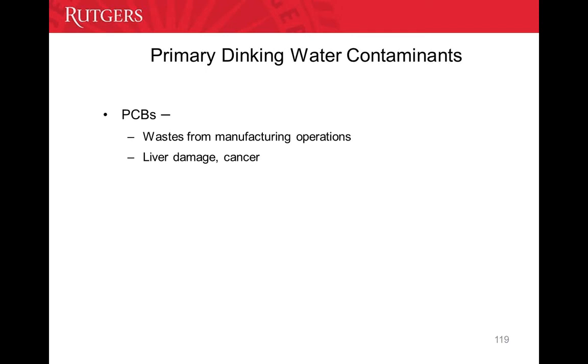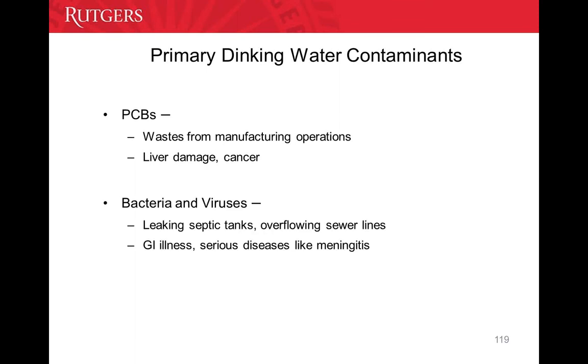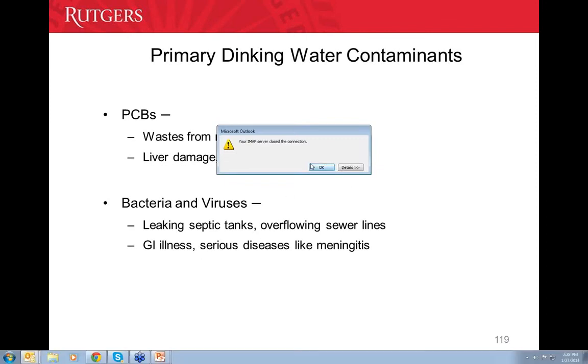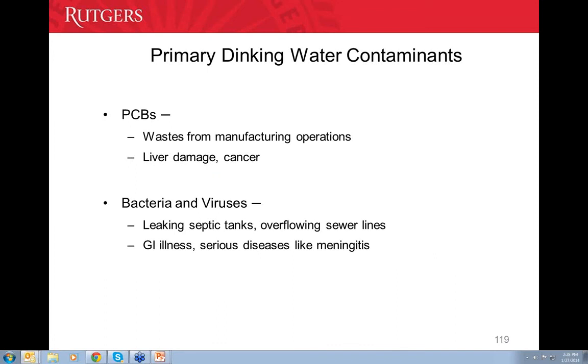PCBs from industrial behavior. PCBs, remember, were a major insulator for transformers, and when the transformers are damaged and the PCBs leak into the water supply, these compounds are very persistent. They don't break down very well, and can cause both liver damage and cancer. And of course, other primary drinking water contaminants are bacteria and viruses. And here, if we have leaking septic tanks or overflow sewer lines, we find ourselves with a serious problem. We can get serious diseases like meningitis or GI illnesses.